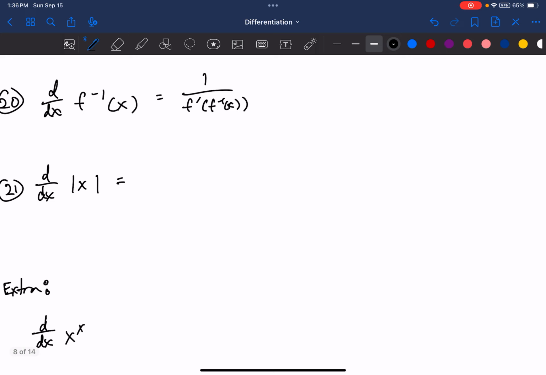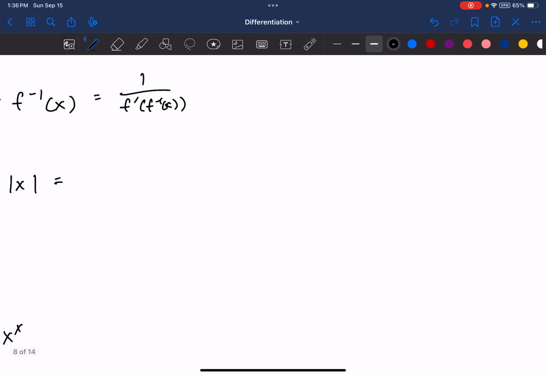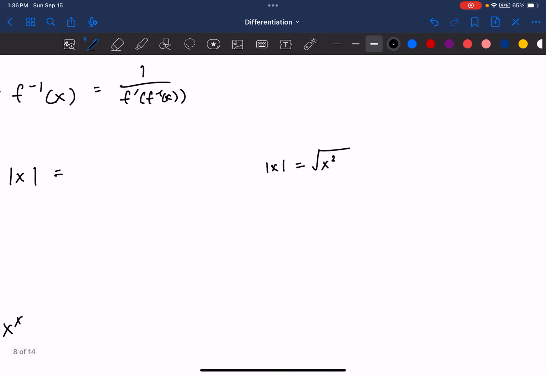For the absolute value of this, you have to remember what is absolute value, right? Absolute value is just this. I just square and then I root it, and this basically makes sure that my answer will be positive. That's the same thing as absolute value, right?